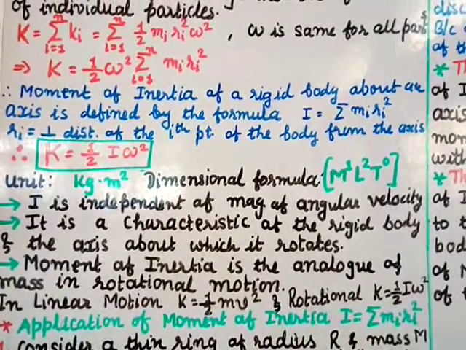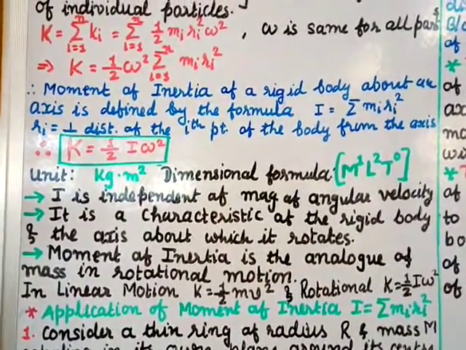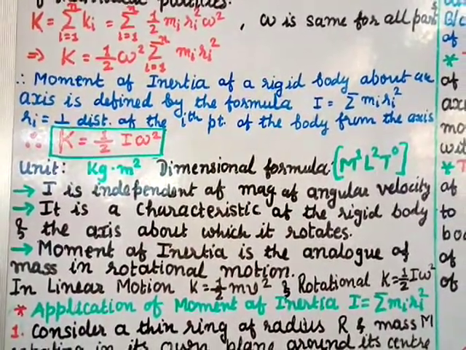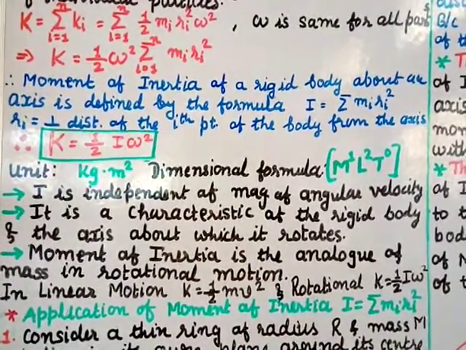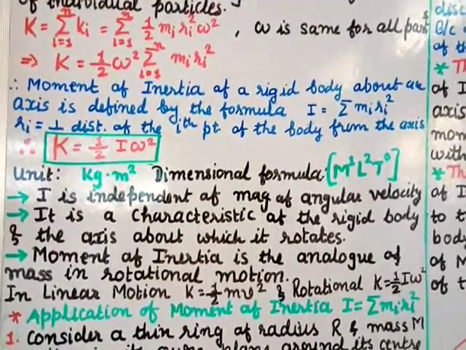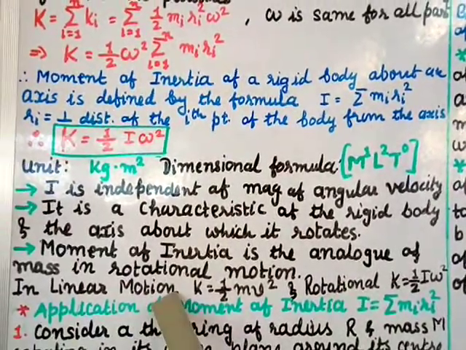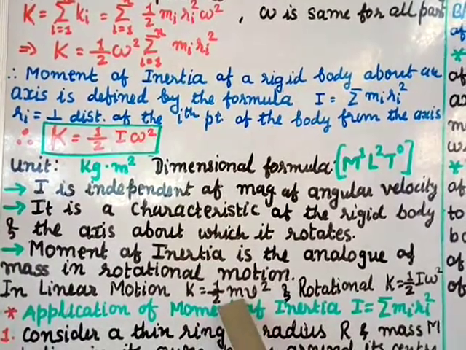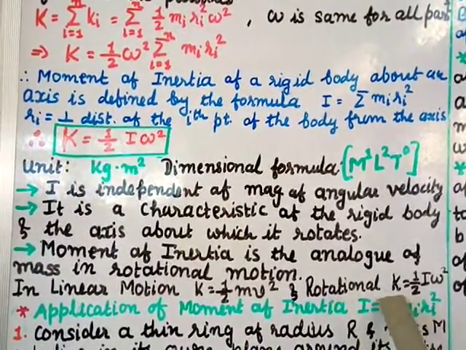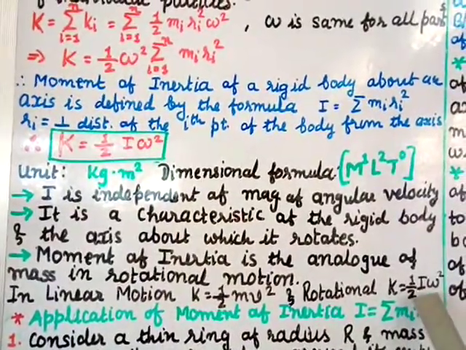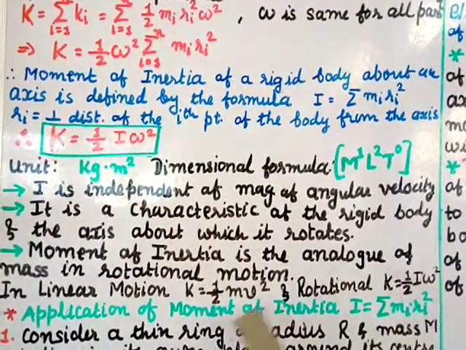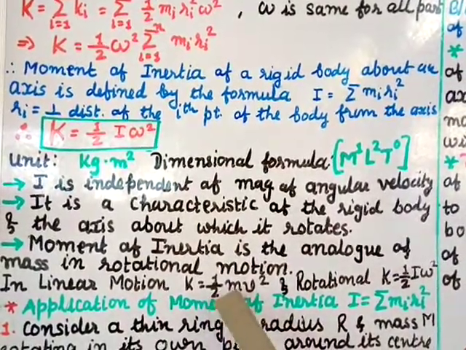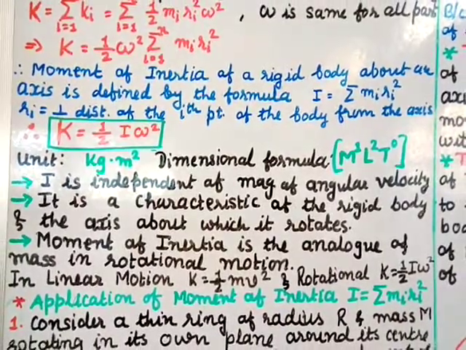Now in linear motion we have got mass. Similarly, for rotational motion, moment of inertia is similar to what mass is in linear motion. How can we say? Because in linear motion the kinetic energy is 1 by 2 mv square, right? V is the velocity and m is the mass. And in rotational motion, the kinetic energy which we derived here is 1 by 2 I omega square. Here omega is the angular velocity, and this v is the linear velocity. So here I is the moment of inertia, and there mass is there. So mass and I are analogs of each other.